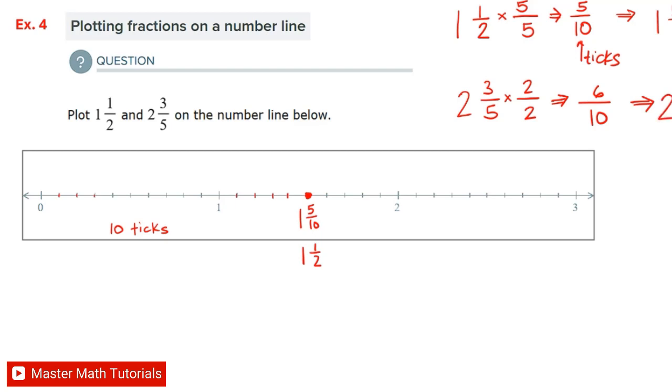Now we can easily locate this. So starting from 2, we move 6 ticks to the right. 1, 2, 3, 4, 5, 6. This will be the position of 2 and 3/5, or 2 and 6/10.